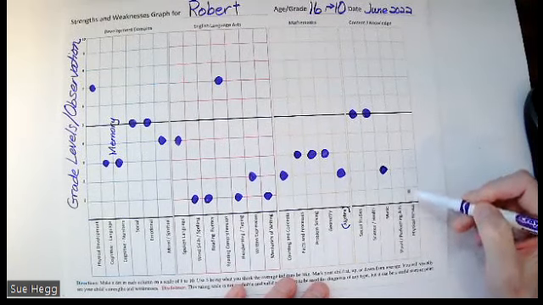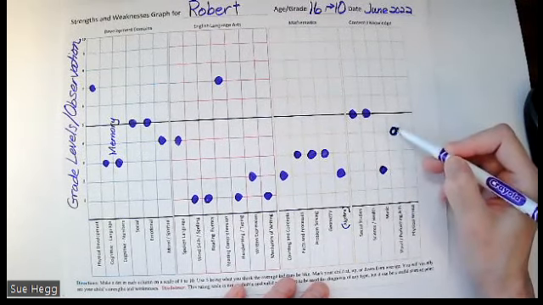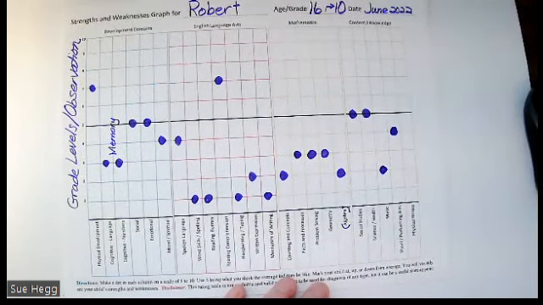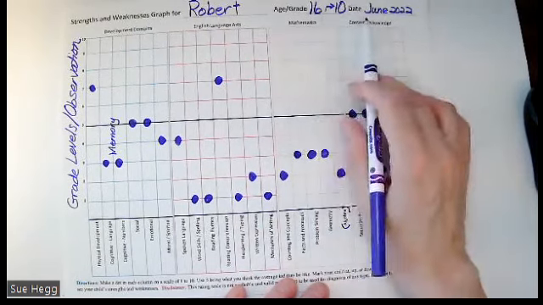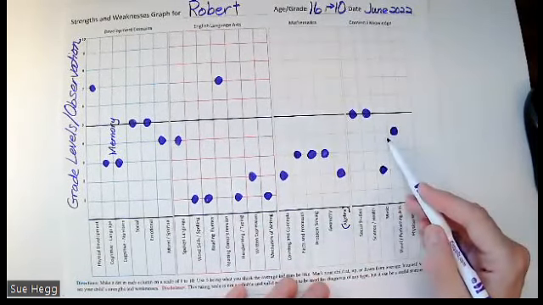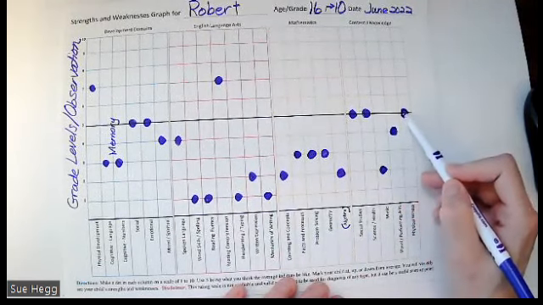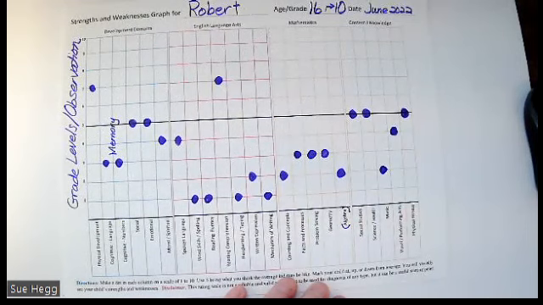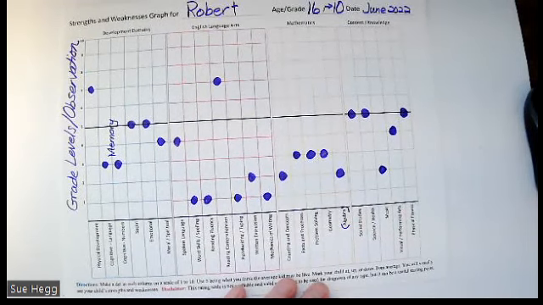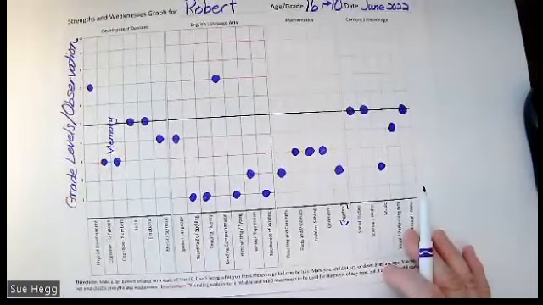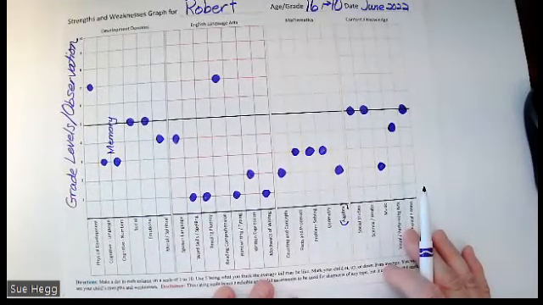Visual and performing arts, he's actually not too bad at that. It's certainly not skilled at his age level, but it's one of his strengths. And finally, physical fitness, he's right on target for his age. What gets in the way of his participating in sports is the cognitive thinking and problem solving issues.